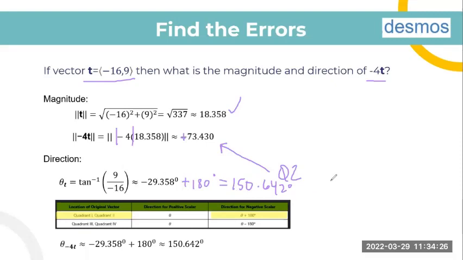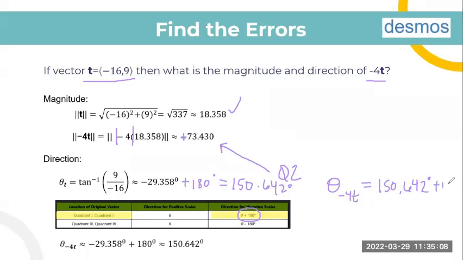So if we now want to find the direction of -4t, what you had noticed was because it's negative, they're in the exact opposite direction. So what do I have to do from my original direction to get the direction of the new vector, -4t? Would you subtract 180? Well, if it's in quadrant 2 and it's negative, we're actually going to add 180.